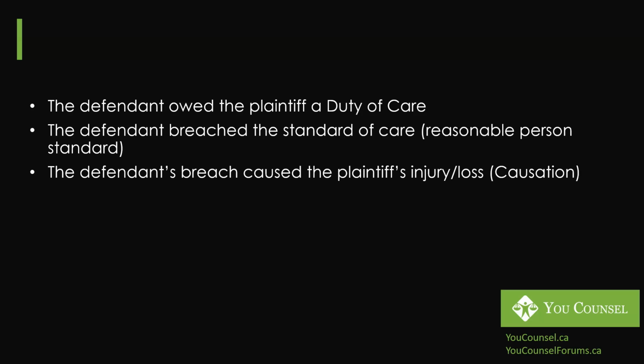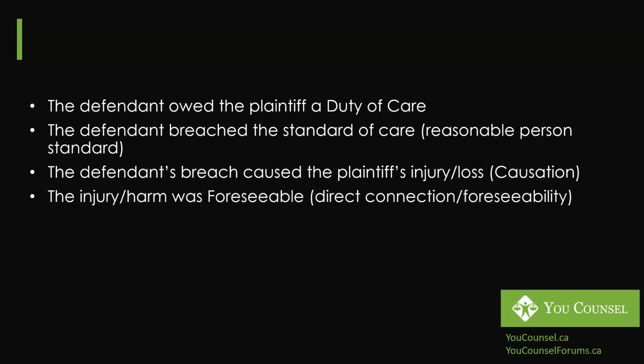Number 3, did the defendant's breach cause the plaintiff's injury or loss? It's called causation. So was the loss caused by the defendant's breach of its duty? Number 4, was the injury or harm, the damage that was caused to the plaintiff, foreseeable? This is also called the direct connection between the breach of duty and the harm, so it's also called foreseeability or the direct connection test. And the 5th element is whether the plaintiff actually suffered harm or loss, which is damages, and that's something that we covered in our previous lecture.